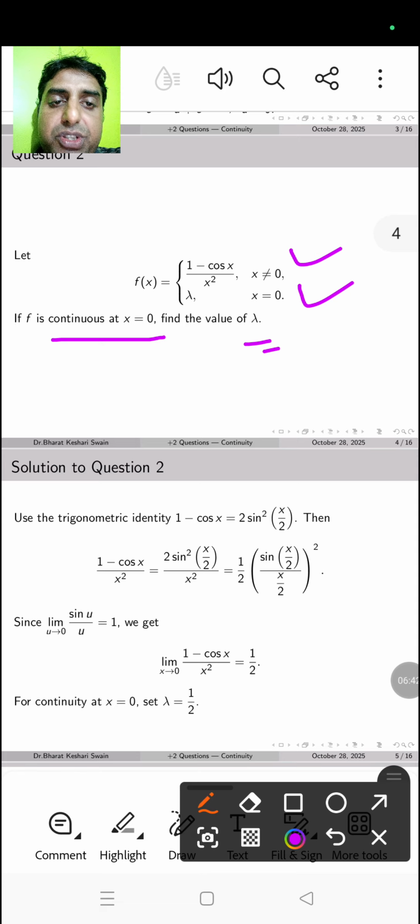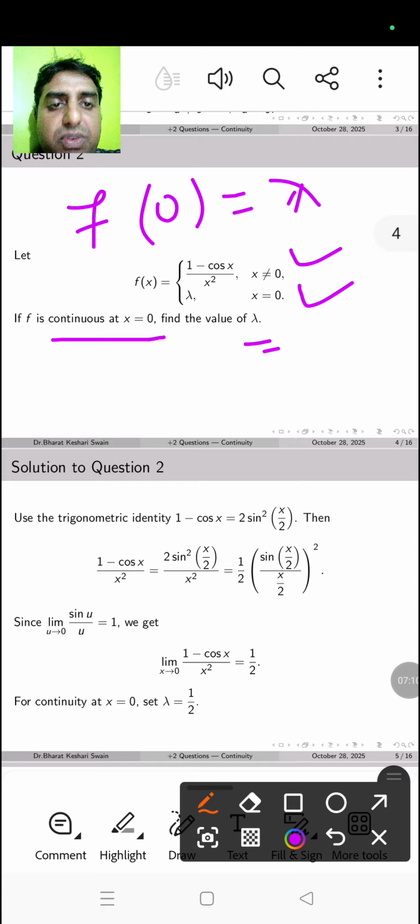So same procedure. First find your limiting value. Then your functional value is given. What is the functional value? f at 0 is equal to lambda. So this lambda is to be determined. We have to find the lambda. So this is also your functional value. Since it is continuous, the functional value will be equal to the limiting value. So we have to find the limiting value.